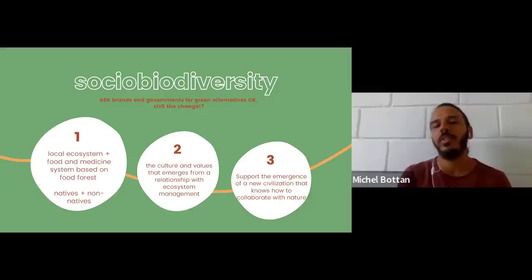Once we go inside that forest and we create some kind of disturbance by pruning a tree, by introducing some new species, removing some old, undesired species, we are creating a culture. And that culture is part of the social biodiversity. All that way of living will support the emergence of a new civilization where humans know how to collaborate with nature because they are now part of the ecosystem. They are part of the metabolism. So next, please.